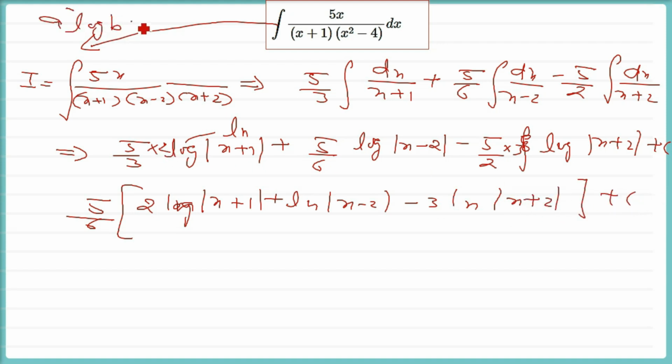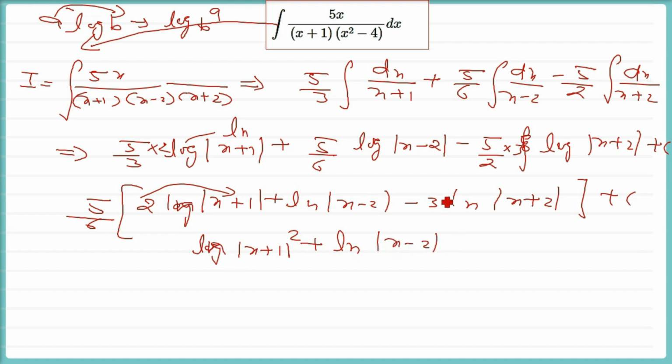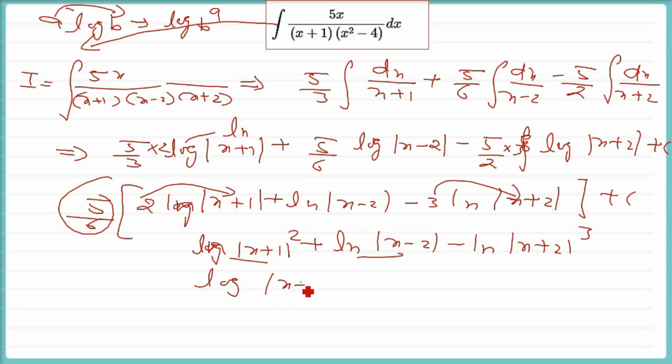So a log b equals log b to the power a. Now this goes to the power, so this will be ln (x plus 1) square plus ln modulus of x minus 2, there will be no change here. But the third term, the x plus 2 will gain a power 3 from the number in front of ln. Now what is log a plus log b? Log a into b. What is log a minus log b? Log a by b. So first you can take x plus 1 whole square into x minus 2 and then you can have a subtraction, so x plus 2 comes in the denominator. You can have a 5 by 6 in front.